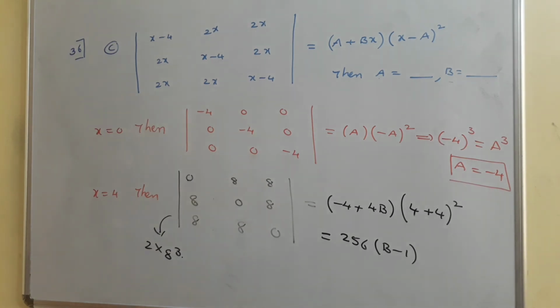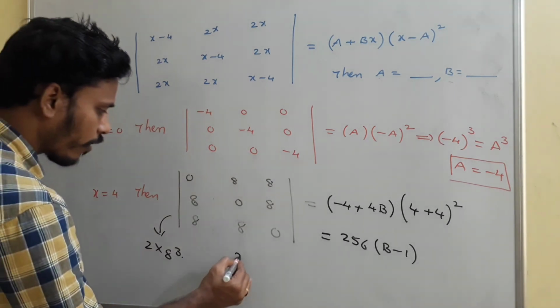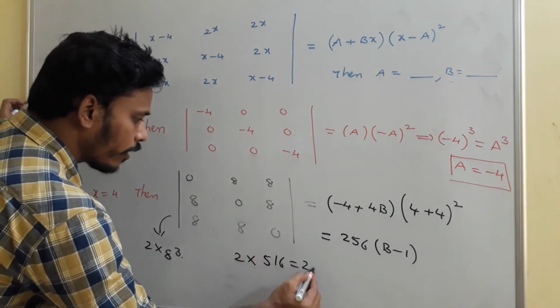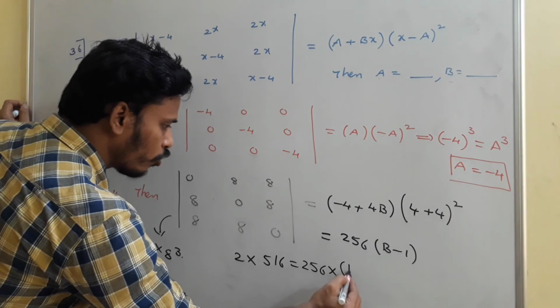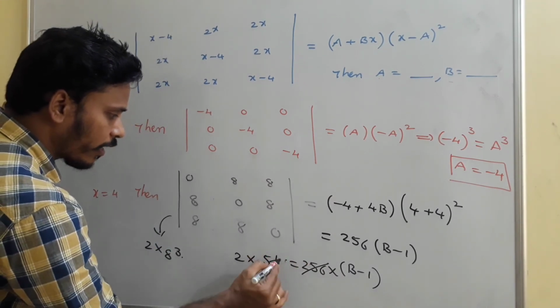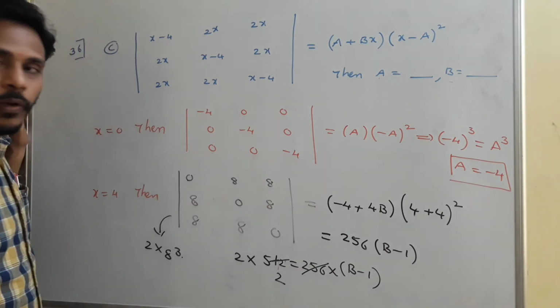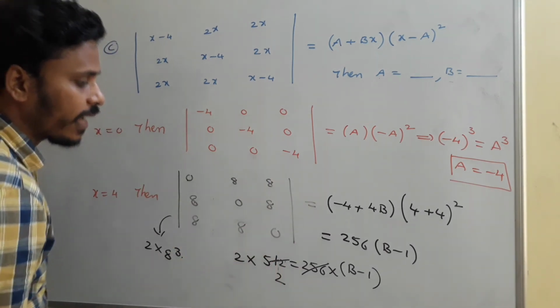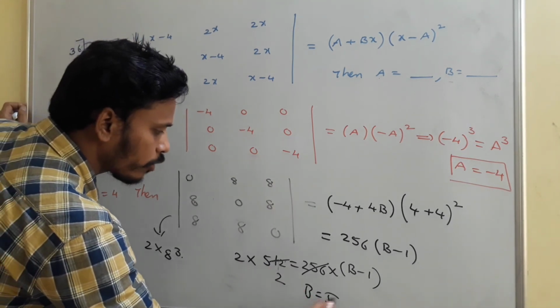Okay, just look there. 8 cube is 512. At the end what do we have? 2 into 8 cube is 512, equal to 256 into b minus 1. And 256 twos, this is 512, right? 256 twos is 512, and b minus 1 is 2, so b equals 2 plus... b is equal to 4 plus 1. At the end the value of b is equal to 5.